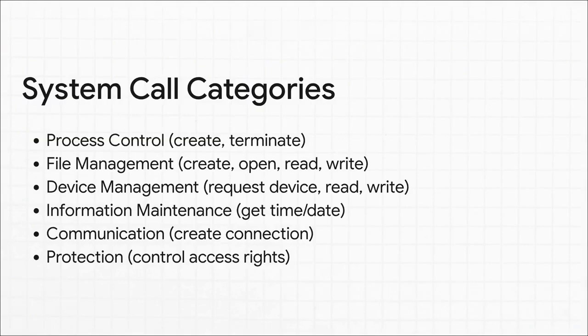Every time you double-click an icon to start a program, boom, that's a process control system call. When you hit save on a document, that's a whole bunch of file management calls, create, open, write. Sending something to your printer, that's device management. Heck, even just checking the time in the corner of your screen is an information maintenance call. They're happening all the time, thousands of times a second, completely under the hood.